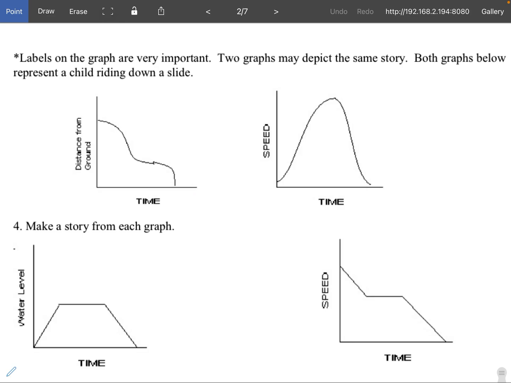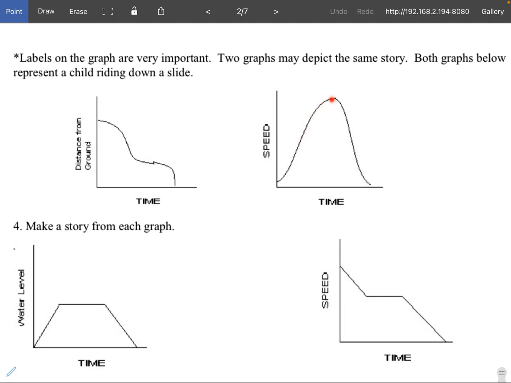Up here at the top, they want you to notice that you could get more than one graph from the same situation. So this first graph here on the left, this is the distance from the ground on the y-axis, and this is time on the x-axis. And this is supposed to represent a kid riding down a slide. So you can see when time is 0 right here, the distance from the ground is greatest. Well, that's when you're on the top of the slide, right? And then the distance from the ground is going to decrease. And then eventually down here, your distance from the ground is 0 because you're off the slide, right? You're at the bottom.